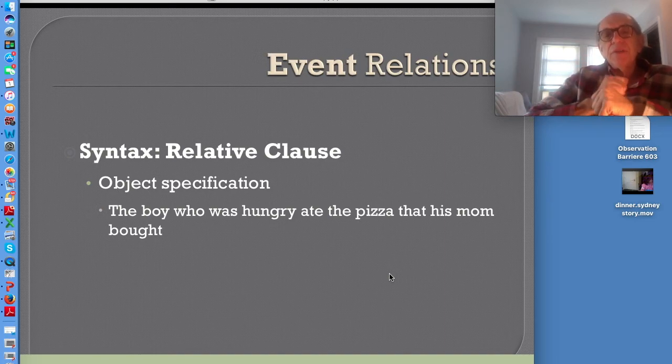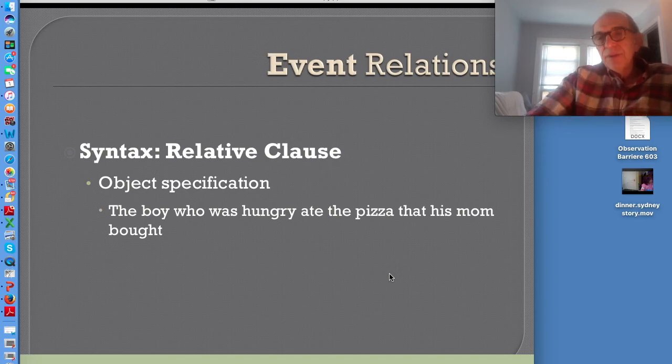complement of a verb, of a noun, and not a verb. The boy who was hungry ate the pizza that his mom bought. Who was hungry is a sentence that tells us about the boy, and it is the complement of a noun phrase subject, isn't it? The predicate of that sentence is ate the pizza. Now, in that predicate, I put in that sentence, I put a complement of the noun, of the head noun pizza. So that's object specification too.